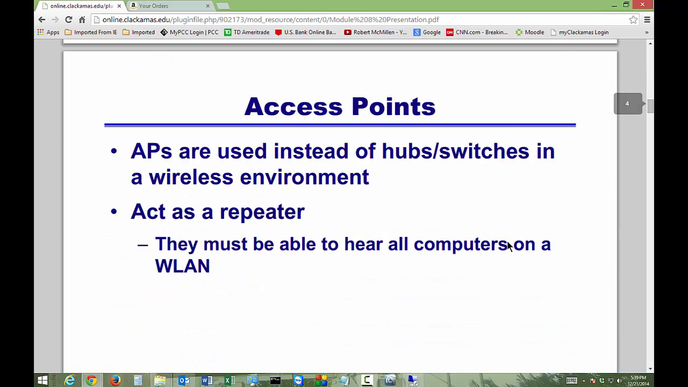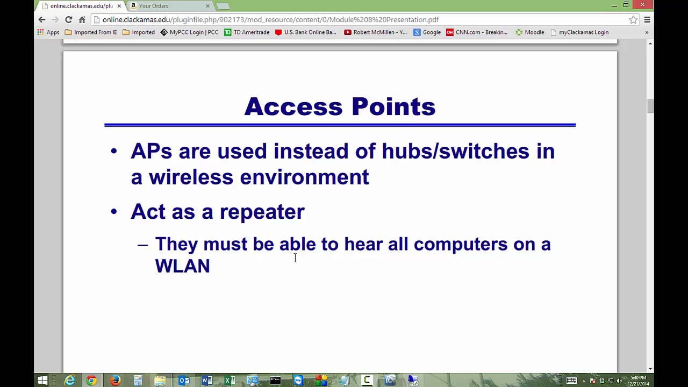Let's talk about access points for a minute. Access points are used instead of hubs and switches in a wireless environment. In a wired environment, of course, we plug all of our computers together into a switch, and that is going to be sort of the backbone of our LAN. Wireless access points don't work that way. We all connect to our wireless access points as the wireless backbone, but of course at some point it's going to have to be wired. So you can actually go wireless up to the access point, but then the access point has to be wired into the switch after that.